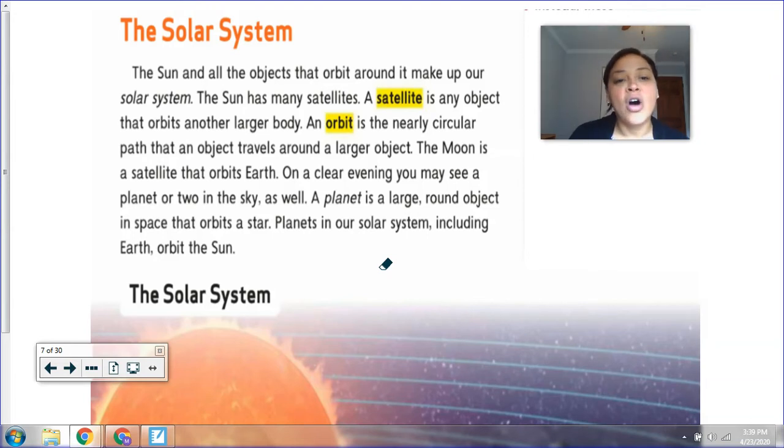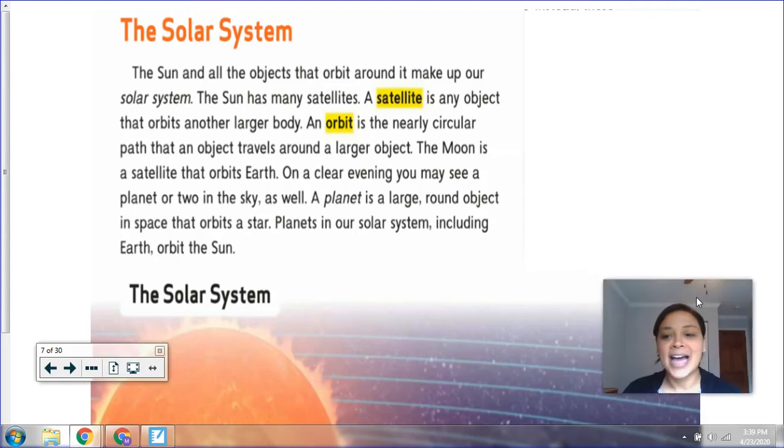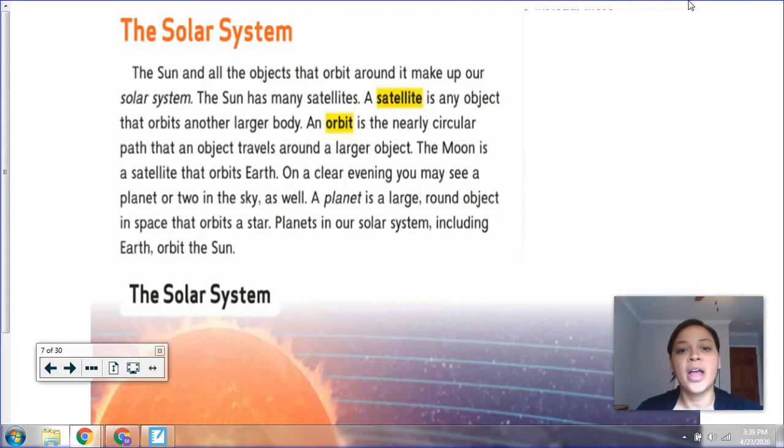The sun and all the objects that orbit around it make up our solar system. The sun has many satellites. A satellite is any object that orbits another larger body. An orbit is the nearly circular path that an object travels around a larger object. The moon is a satellite that orbits Earth.